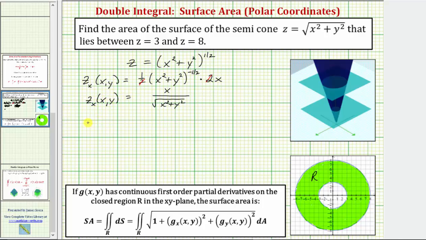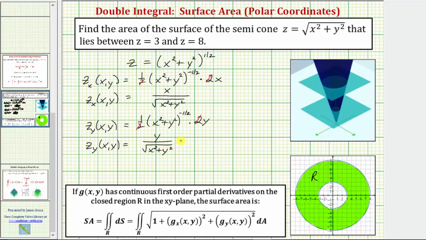And now we'll find the partial of z with respect to y by differentiating z with respect to y, now treating x as a constant. So we'll have 1/2 times the quantity x squared plus y squared raised to the negative 1/2 power times the derivative of x squared plus y squared with respect to y, which is 2y. Simplifying, the partial of z with respect to y is equal to, again, this simplifies. Here we have y divided by the square root of x squared plus y squared.